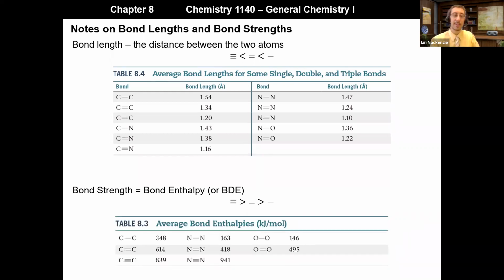So we can see this shown here in the average bond enthalpies in kilojoules per mole. You see a C-C single bond at about 348, going all the way up to 839 for a C-C triple bond. And this is, again, for breaking those two elements completely apart from each other. So not just breaking one bond of the three bonds, but breaking all three bonds. Similar trends hold for nitrogen-nitrogen single, double, and triple bonds, and for oxygen-oxygen single and double bonds.